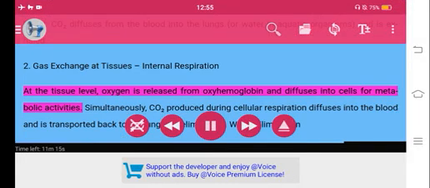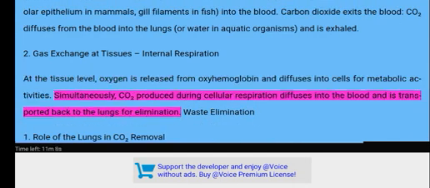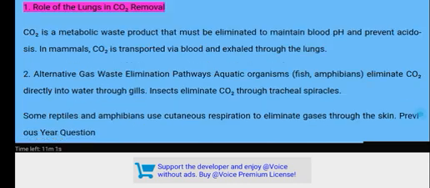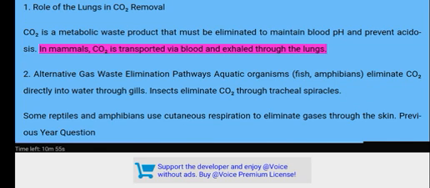At the tissue level, oxygen is released from oxyhemoglobin and diffuses into cells for metabolic activities. Simultaneously, CO2 produced during cellular respiration diffuses into the blood and is transported back to the lungs for elimination. Waste elimination. 1. Role of the lungs in CO2 removal. CO2 is a metabolic waste product that must be eliminated to maintain blood pH and prevent acidosis. In mammals, CO2 is transported via blood and exhaled through the lungs.